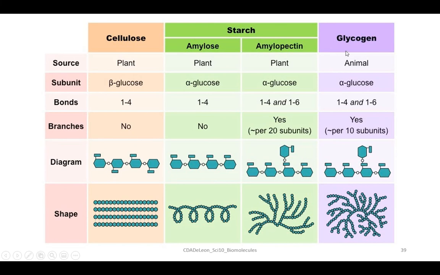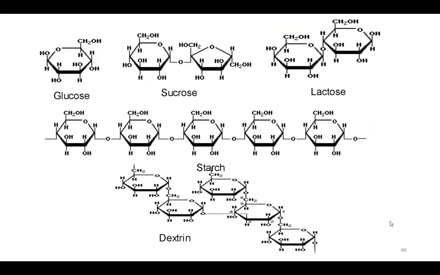While glycogen can be found in animals, composed of alpha glucose with 1 to 4 and 1 to 6 bonds. And there's a presence of branches, approximately 10 subunits. No? So, it's the same as amylopectin. But this is the illustration of glycogen in the bigger picture. So, we have the glucose, sucrose, lactose, the starch, and dextrine.